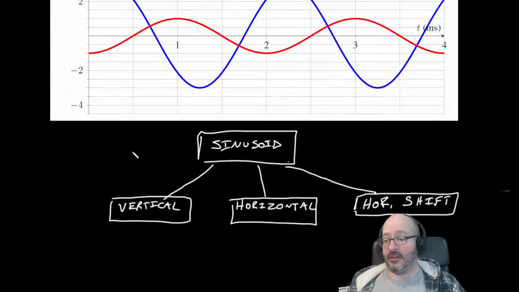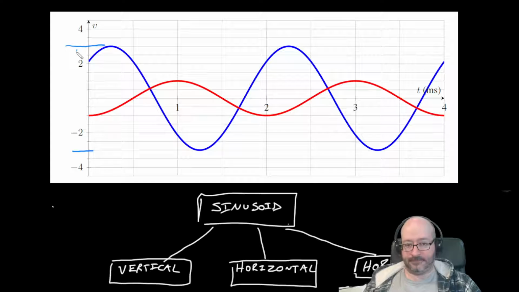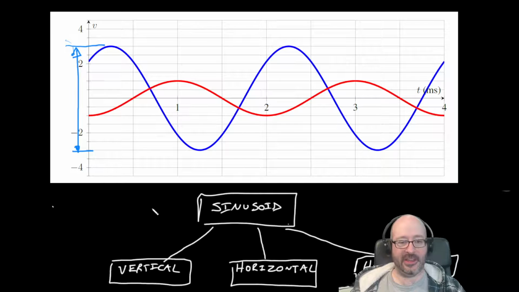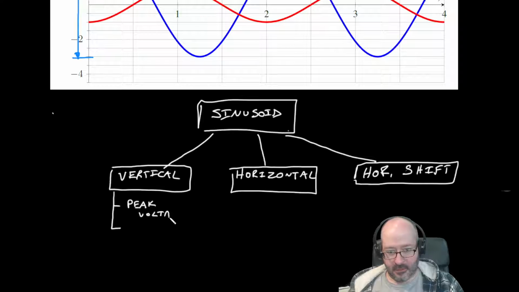Okay, so the vertical size, we're talking about the distance. Let's focus on the blue one here. We're talking about the distance from here to here. Excuse me. This distance here. And if we measure that distance, we can do it in three different ways. We can describe that as a peak voltage. We can describe it as what we call a peak-to-peak voltage.